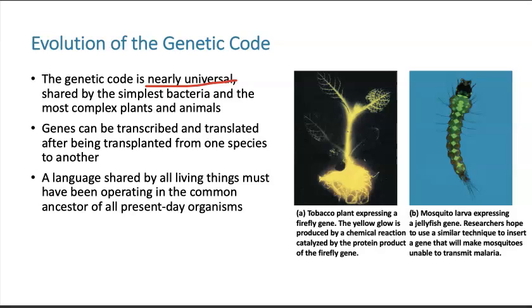This is actually very useful for the genetic engineering that we talked about in the last chapter. Genes can be transcribed and translated after being transplanted from one species into another. The only way this makes sense is if this common language of codons existed in the ancestor to all living things, and they passed down this table of codons, this concept of transcription and translation, to all modern day organisms.